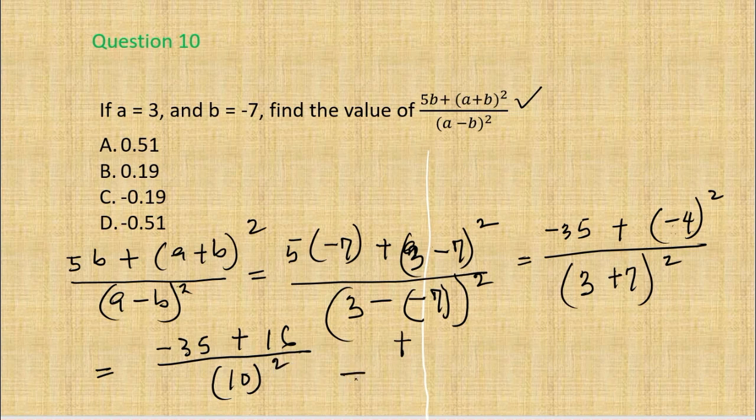So this expression now can be written as minus 35 plus 16. That's minus 19, if I am not mistaken. That's minus 19 over 100, because 10 squared is the same thing as 100. That will be the same thing as 0.19 with a negative sign. I think that's option B. No, option C. That's option C.